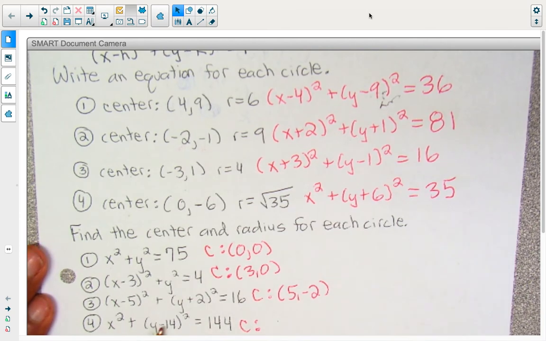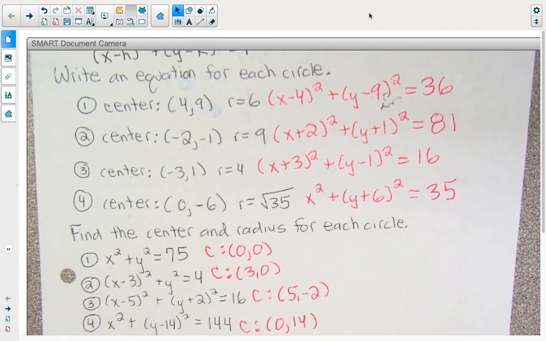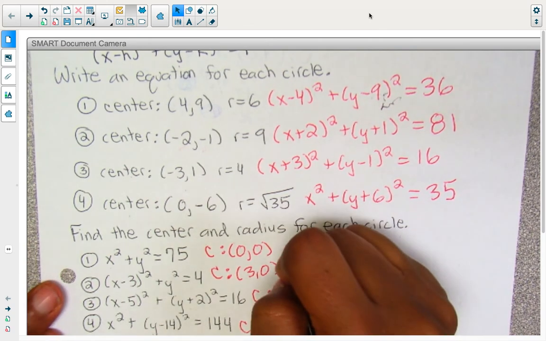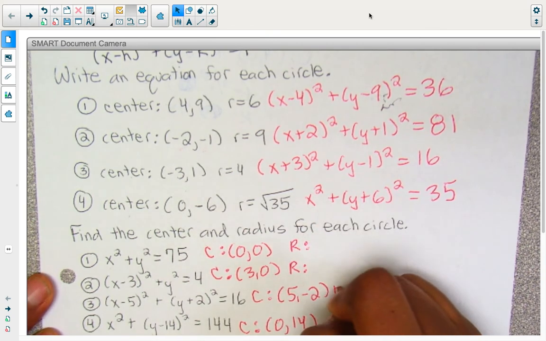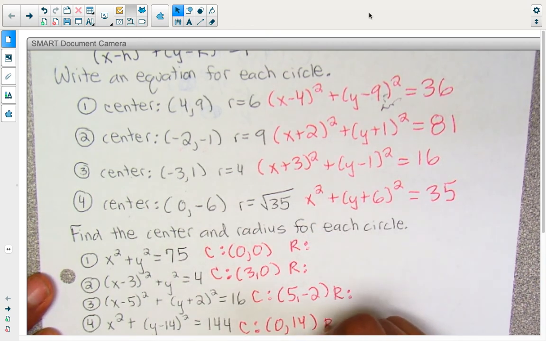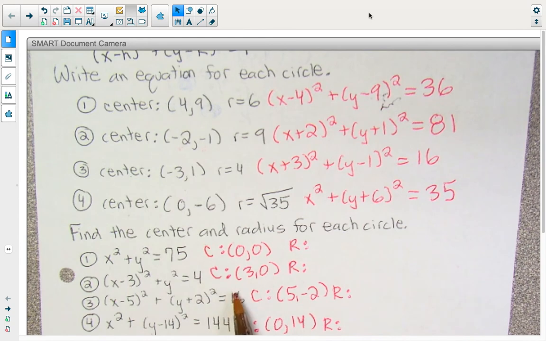And this one, find the center here. My center is (0, 14). And that's that. Now I'm going to go through and find the radius for each of these. You find the radius by taking the square root of the number that it's equal to. So this is going to give me the radius.